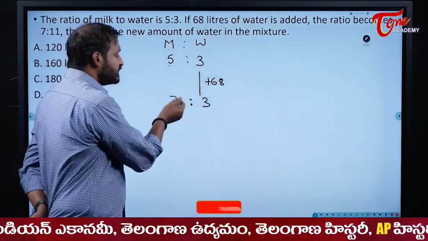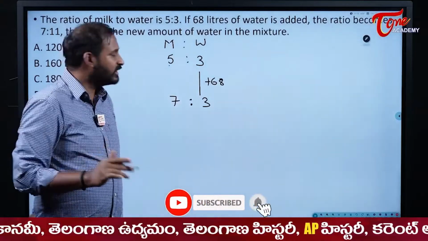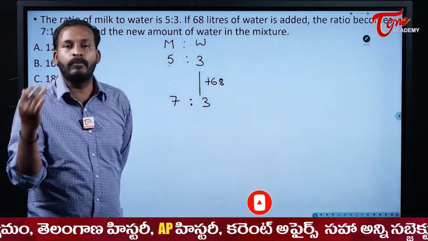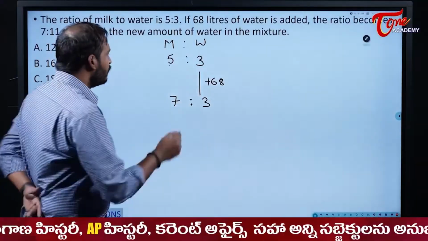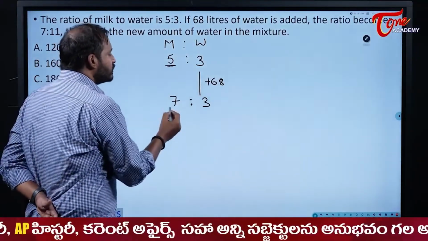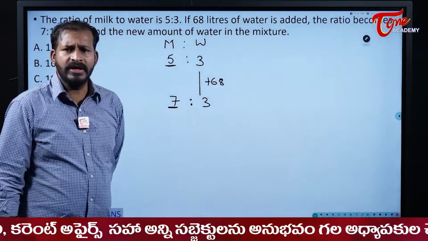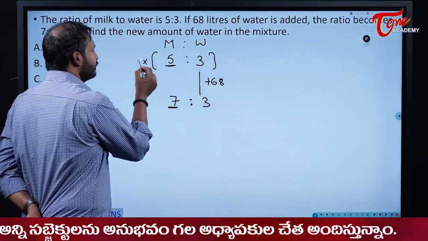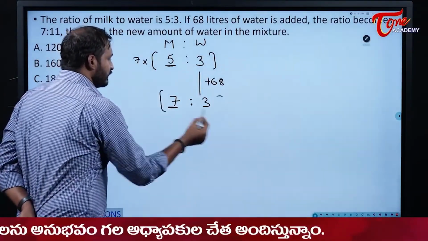But in this case, it was changed from 5 to 7. Don't think that the milk portion is changed. No, the milk quantity remains the same, but the proportion changed here. So before solving this, try to equalize the portions of milk. How can I equalize the portion of milk here? If I multiply this with 7 and I multiply this with 5.